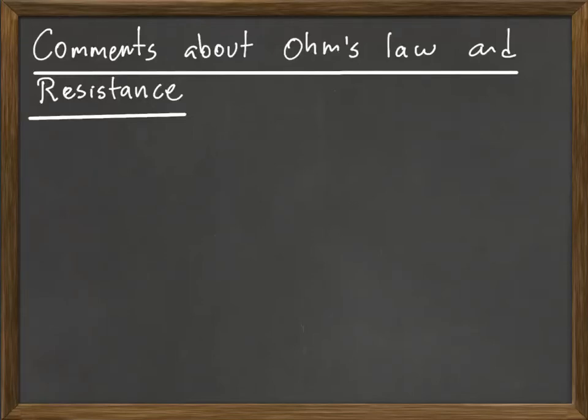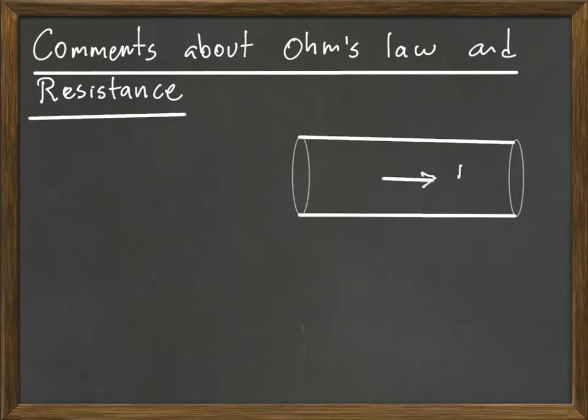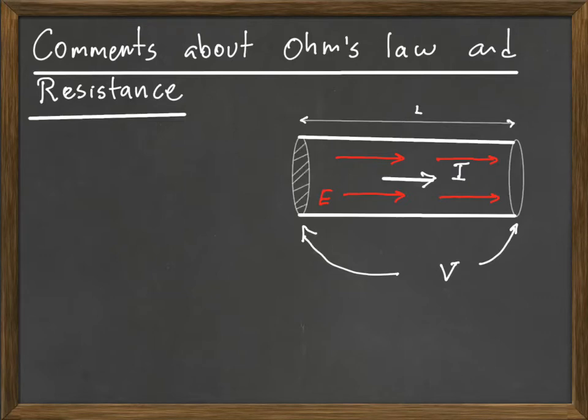Alright, so in this video, I would like to make some comments about Ohm's law and the equation for resistance that we discussed in the previous video. The current that flows inside of a wire is there because of the existence of an electric field inside of the wire. That electric field is there because there is a difference in potential across the wire that we call V. The length of the wire, we call L.